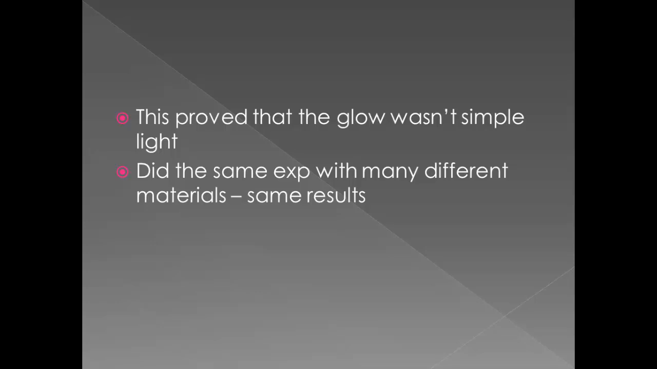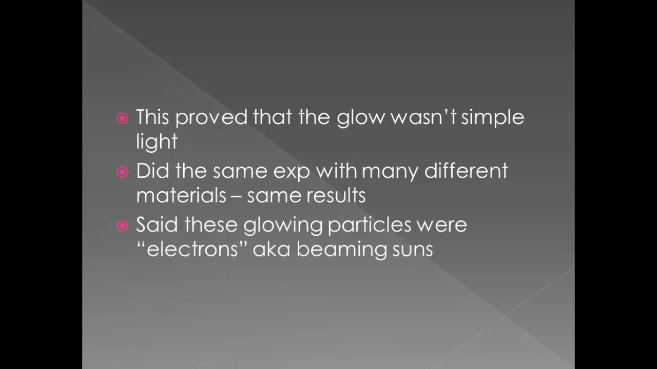And he didn't stop there, though, and this is the key thing in science. He did the exact same experiment, but he changed a variable at a time, and he did all sorts of variables, changed different materials for the glass, different materials for the fluorescent screen, different materials for the anode and the cathode, and he always got the same result. He said that the glowing particles then were little electrons, and if you translate that from the Greek, it would mean beaming suns.